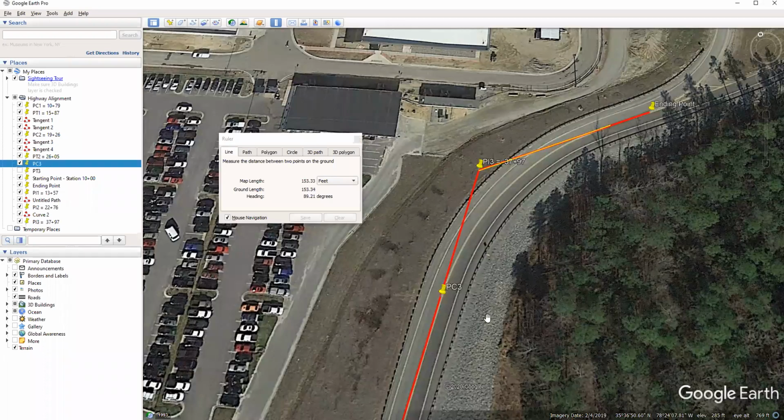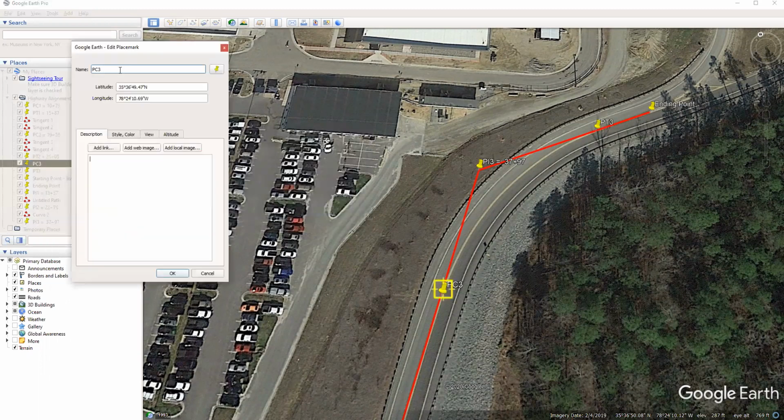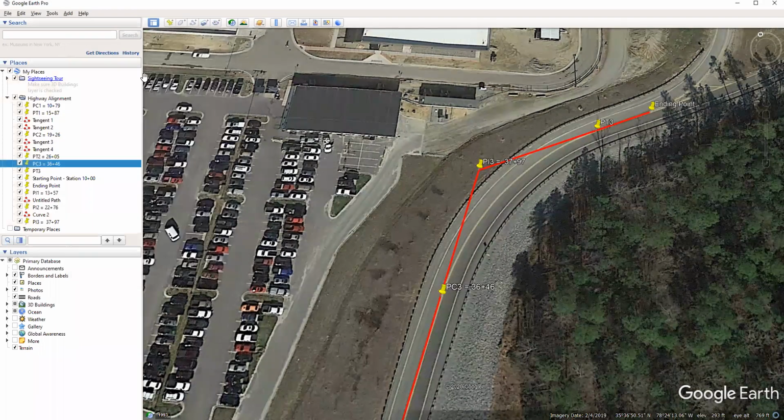We can find the stationing, the station of PC3. We're going to subtract off 151 feet from PI3. So when we subtract off 151 feet, we're going to get station 36 plus 46 for PC3. We also know the length of this curve, which is 280 feet. So we're going to add 280 feet to our PC station. That's going to give us our PT station. So our PT for curve 3 is 39 plus 26.